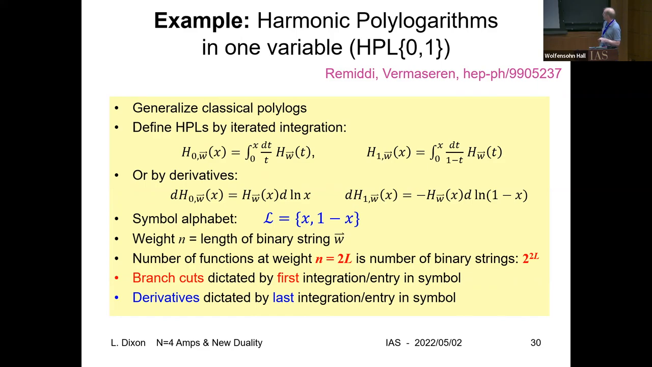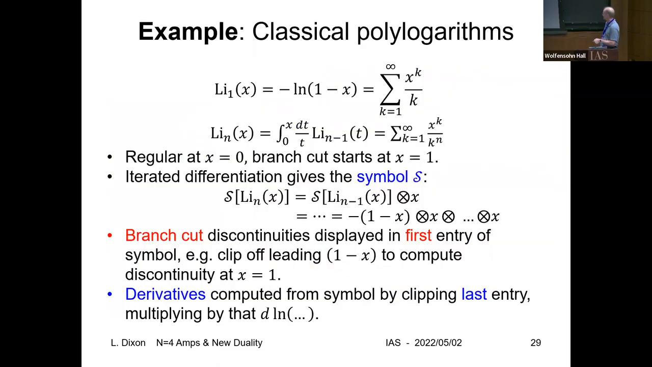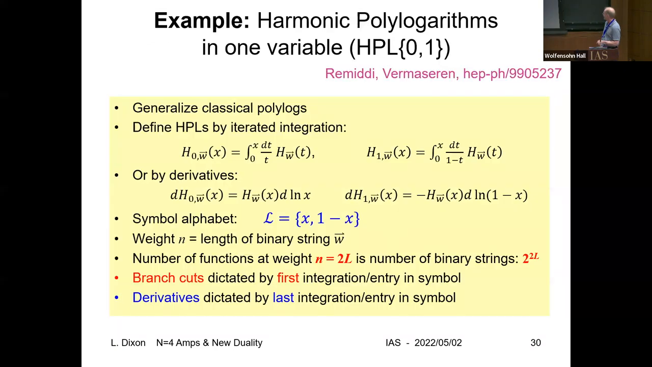But you can actually get an x or 1 minus x in each slot, in contrast to the classical polylogs, which have only 1 minus x in the first slot, and thereafter you just get x. If you can put either one in there, you have a huge number of functions. You have a binary choice at each step, and so you have 2 to the 2L such functions. And once again, as in the classical polylog case, the branch cuts are dictated by the first entry and the derivative by the last entry.